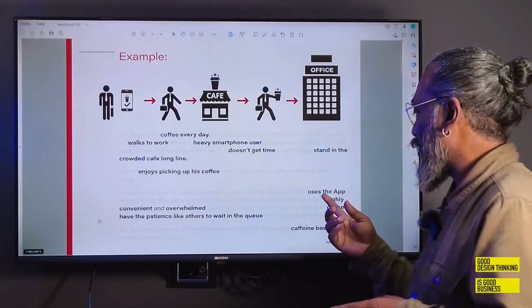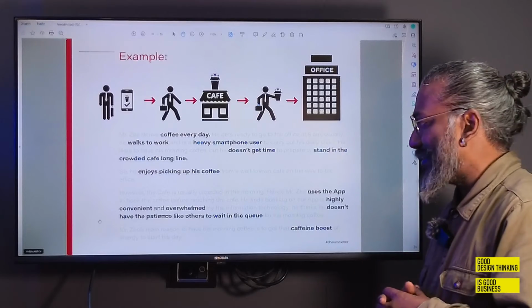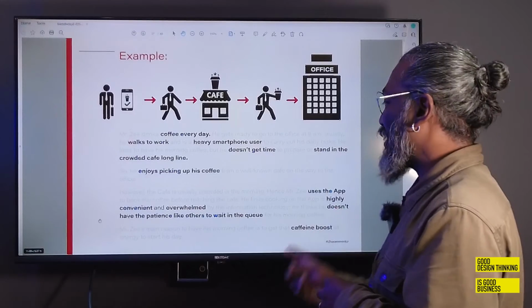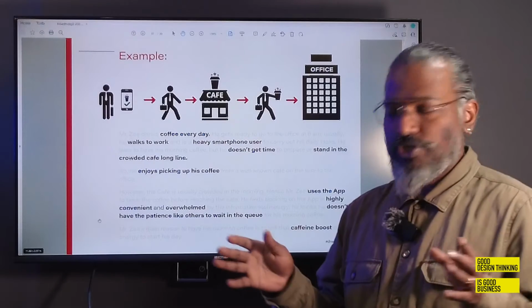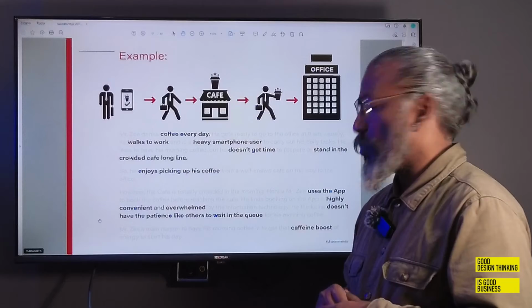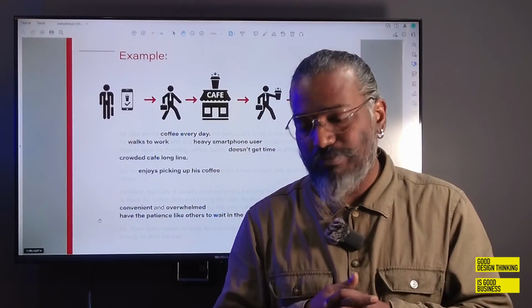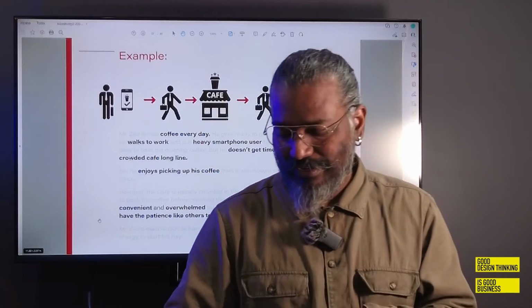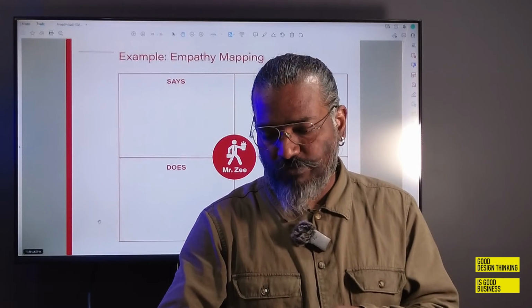Currently, he is using an app to book his coffee. That app is providing convenience. And why he doesn't want to stand in the long queue? Because he thinks he doesn't have patience like others who are waiting in the queue. And the last reason why he drinks coffee, because it gives the caffeine boost to start his day. So these were the pointers we observed.